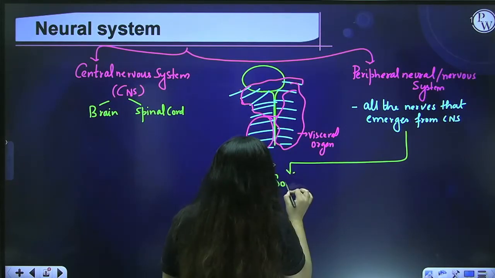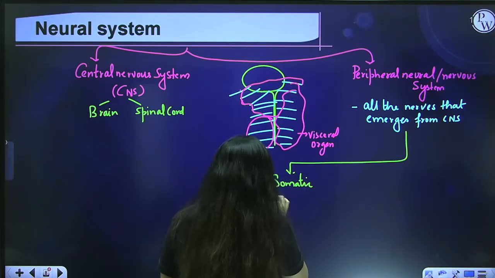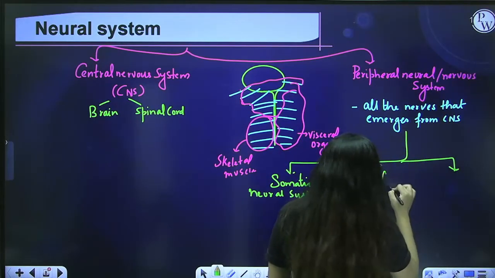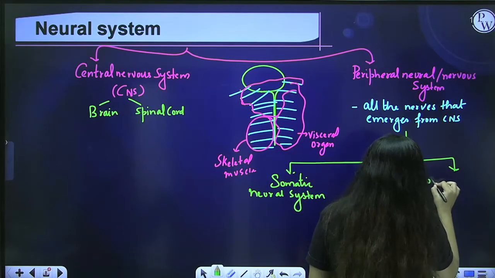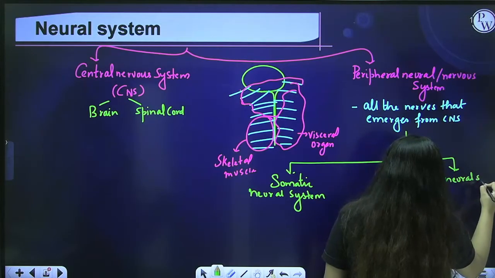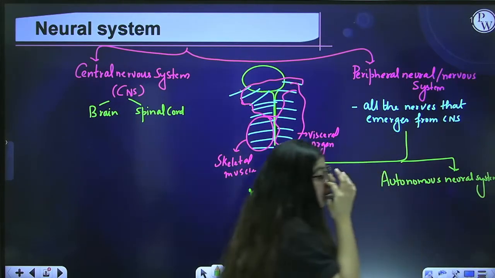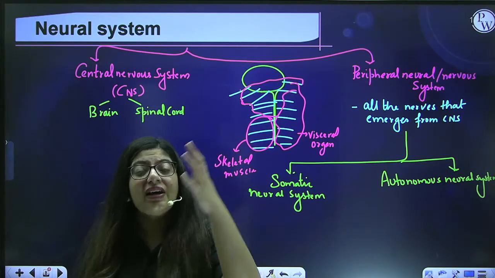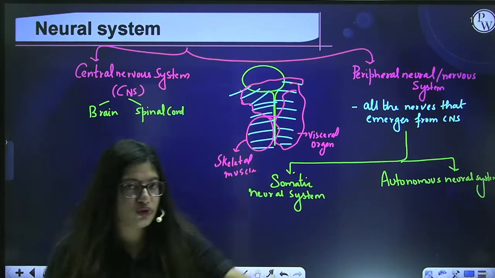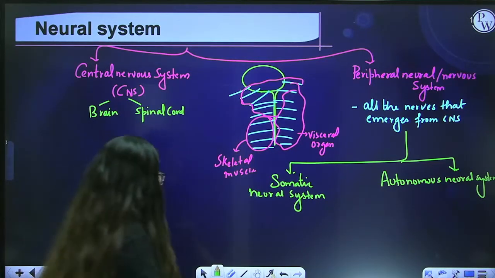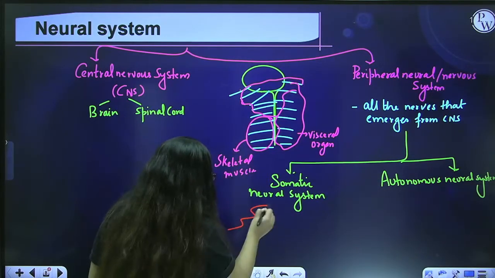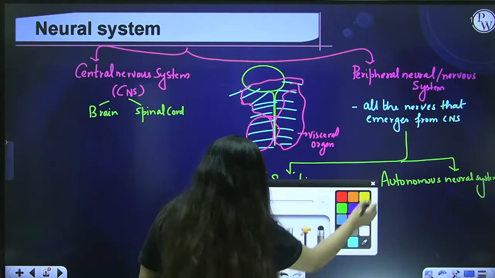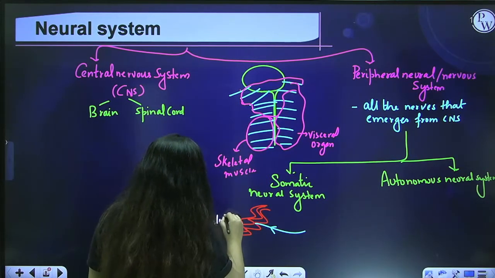One we have is the somatic neural system. Another we have is the autonomous neural system. So on the basis of where these nerve fibers are innervating, where they are sending the information, we have divided our peripheral nervous system into two portions. One is somatic nervous system. In the somatic nervous system, these nerves are sending information to the skeletal muscles, right? So here skeletal muscles are involved.